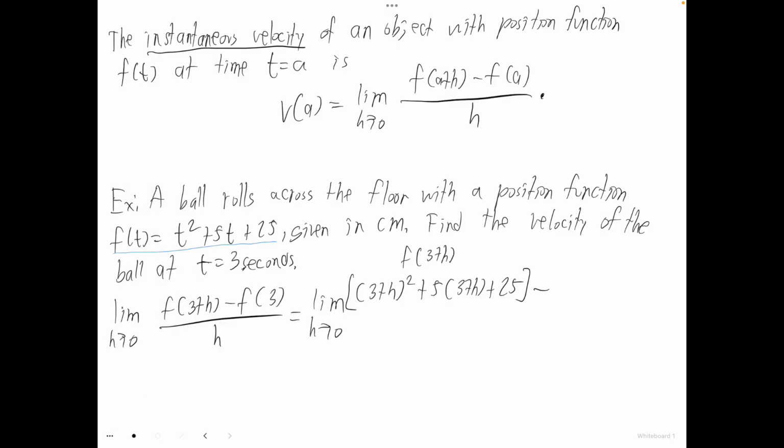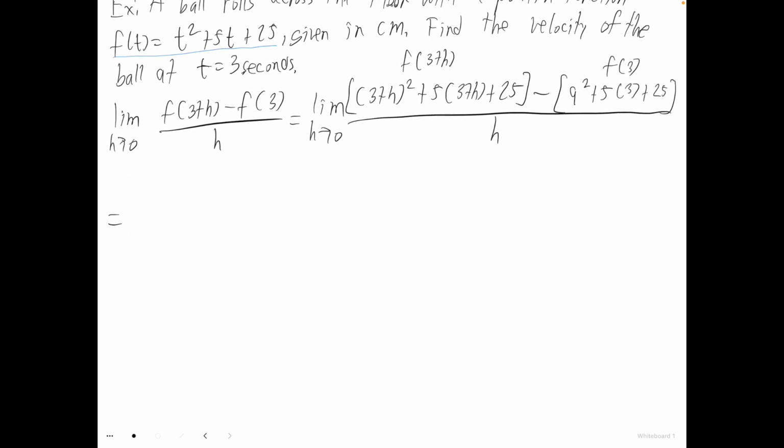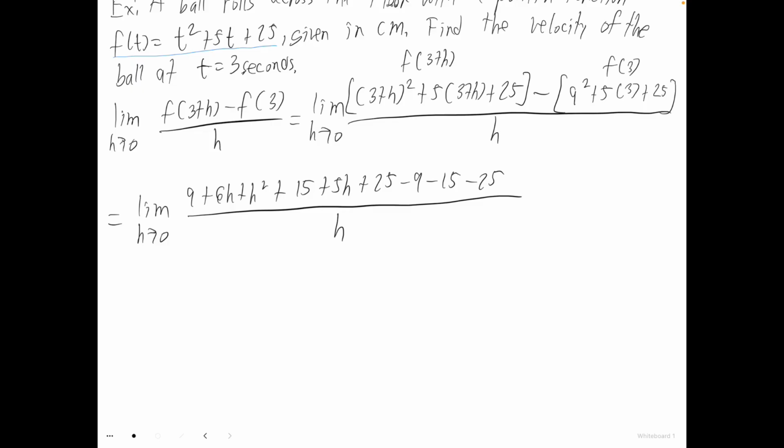Now we're going to subtract off f of 3, which is going to be 3 squared plus 5 times 3 plus 25. And so this is f of 3. Then we're dividing that whole thing by h. So multiplying this out, we have the limit as h goes to 0 of 9 plus 6h plus h squared plus 15 plus 5h plus 25 minus 9 minus 15 minus 25, all divided by h.